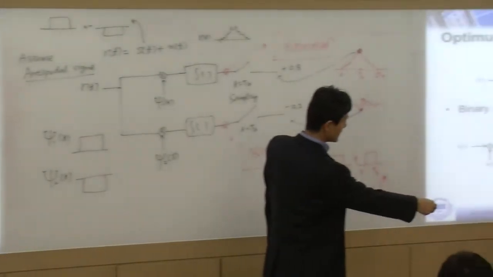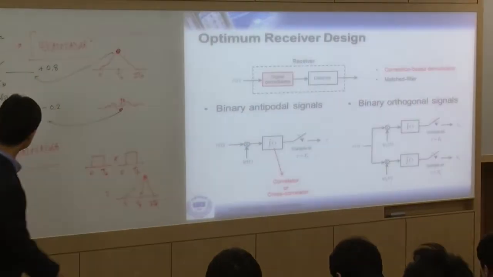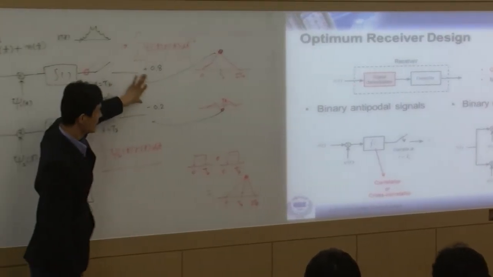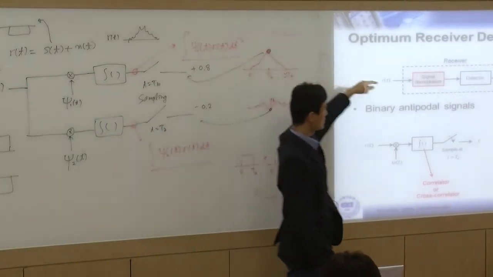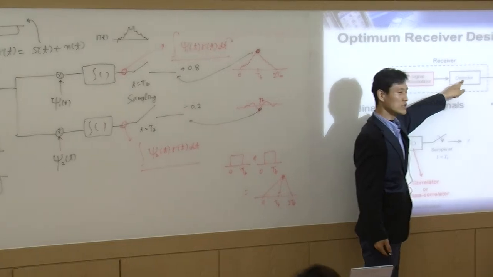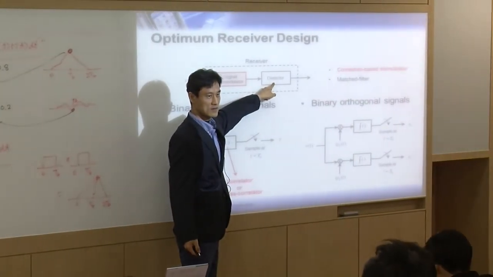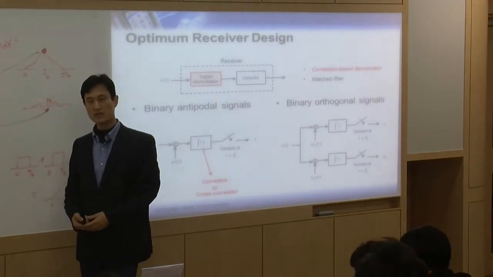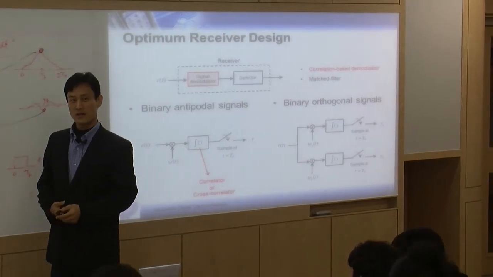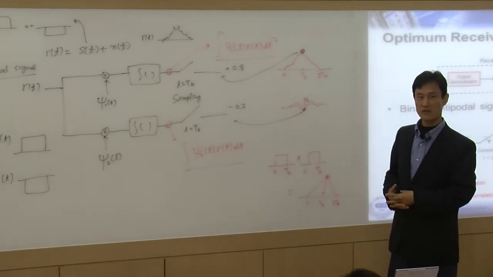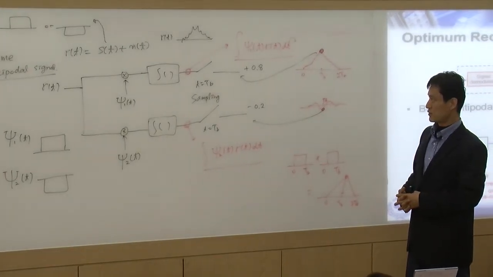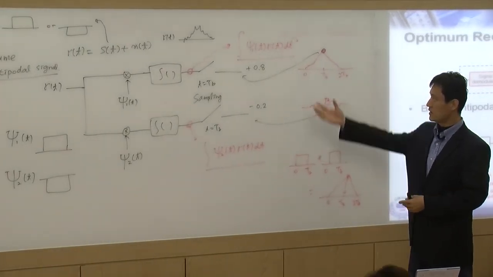So once inside, this signal demodulator gives you these two values. Now these two values go into the detector. What do you need to do in the detector? The detector is going to make a simple decision, and it's very clear how to make it. What is the decision rule? The rule is just pick the biggest one.